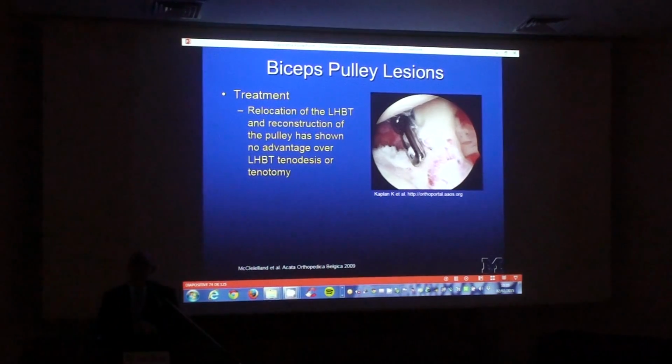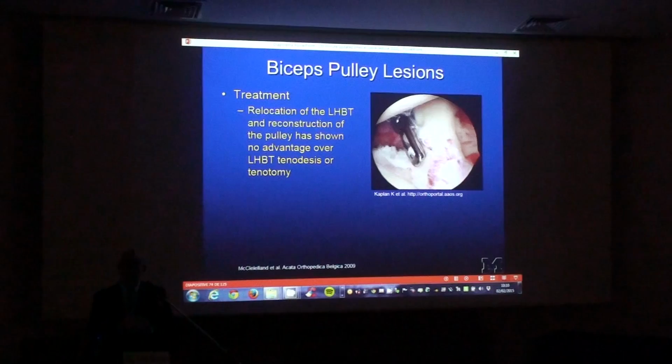Treatment-wise, it has not been shown that the relocation of the long biceps tendon and basically reconstruction of the pulley has any advantage over tenotomy or tenodesis, as there's a snipping of that tendon. So what we do in my institution is just do a tenotomy and tenodesis and don't try to reconstruct the pulley. But again, this may change over time.